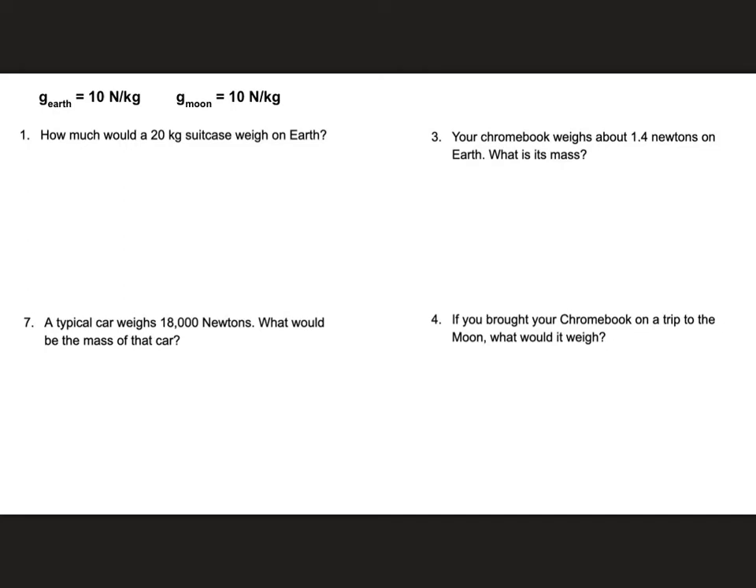All right, so this formula, W equals m times g, is the way that we determine the weight of an object if we know the mass, and the way we determine the mass if we know the weight. So let's take a look at some examples here. In this first problem, we are asked to find the weight.